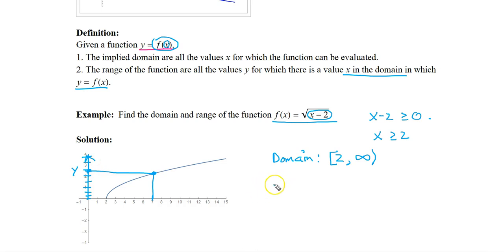So graphically, we see that our range goes from 0 to infinity like this, with a closed bracket. Notice 0 is a member of the range, because if I put 2 in for x, the square root of 0 is 0. And so 0 is in the range, because 2 gets mapped to 0 under our function. f of 2 is equal to 0. So that's how we're going to deal with the range here. We're just going to look at our graphs and try to pick out the range as values along the y-axis.